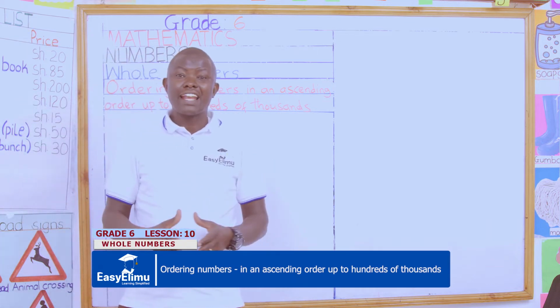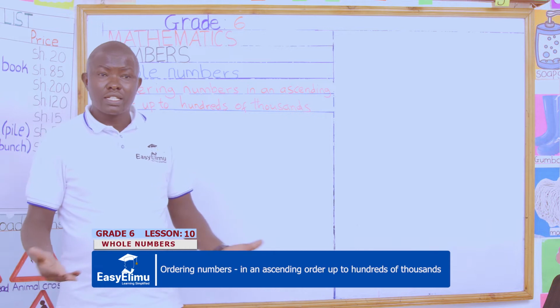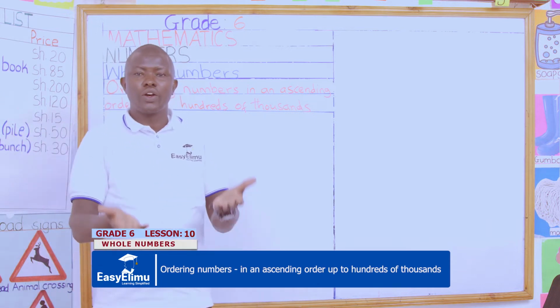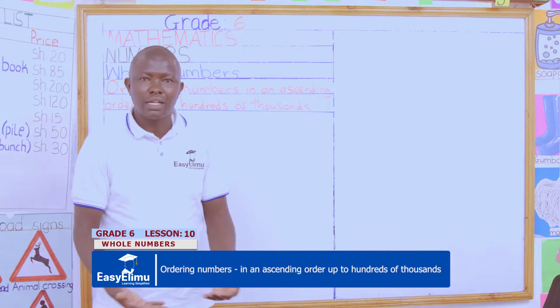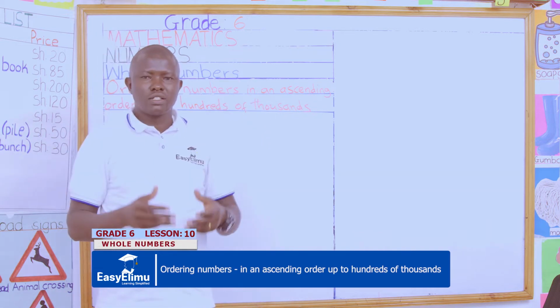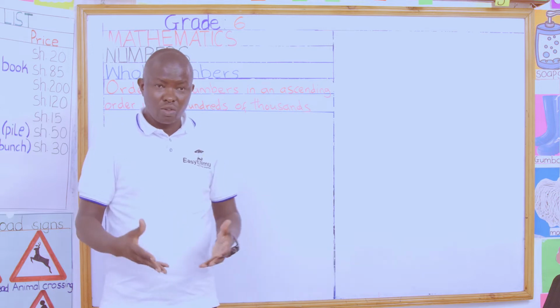Remember, we learned that ascending order is starting from down, going up. That means you are starting from small, just increasing upwards to the largest. And that is what we do.